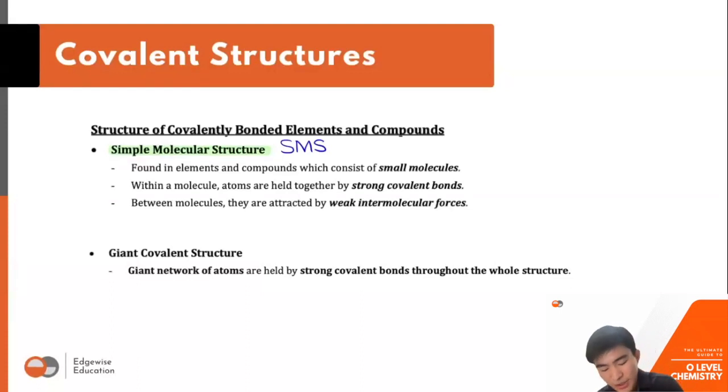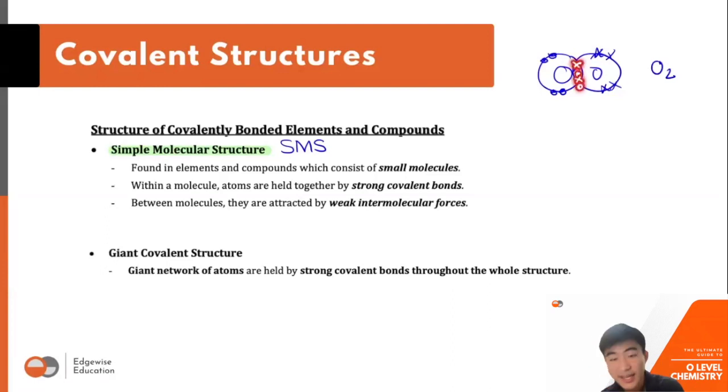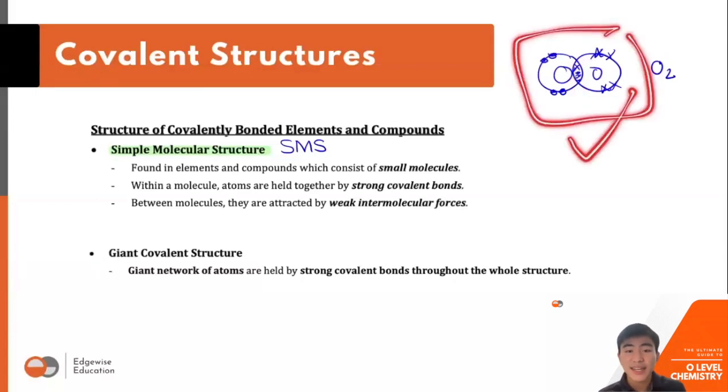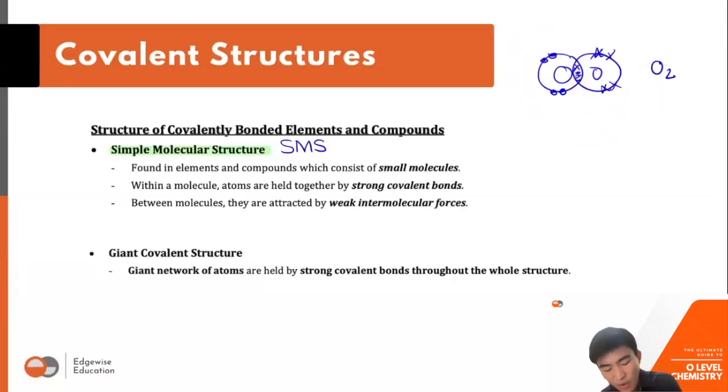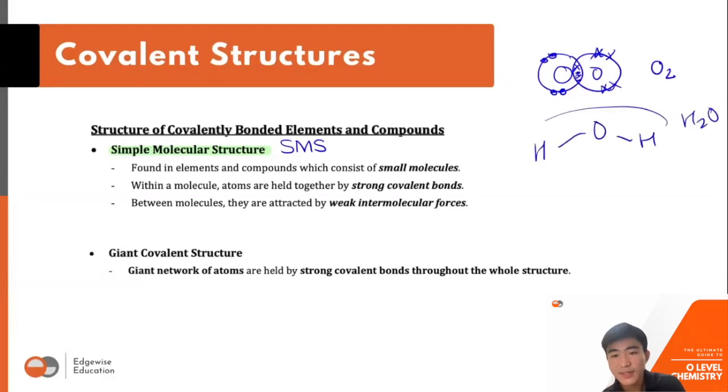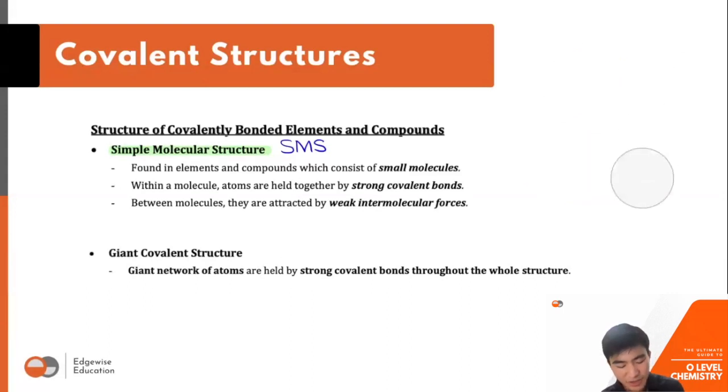Now, oxygen. I know oxygen looks like that, right? Yeah, oxygen looks like that. O2. Remember, O2, they got two pairs of electrons they are sharing. Like that only, this is one oxygen molecule. Very simple, right? Finish. Now I got water, for example. H2O. It looks like that. Simple also. Very simple, right? That's why it's called simple molecular structure.